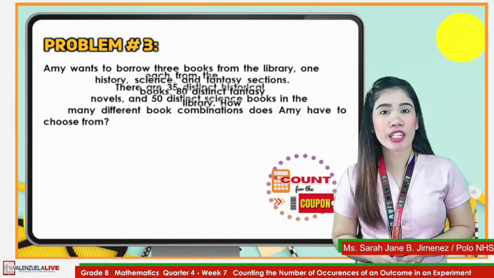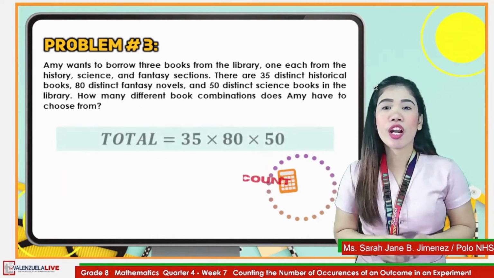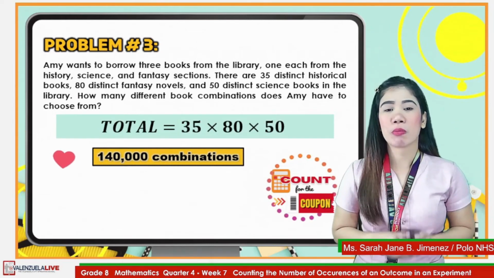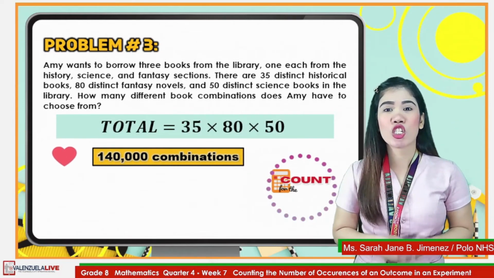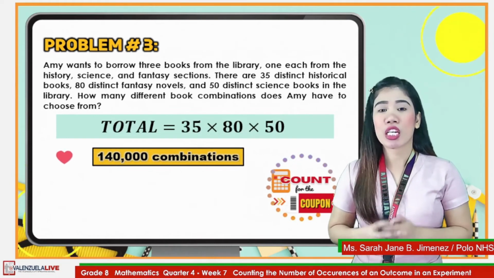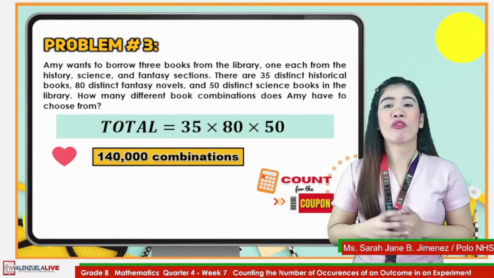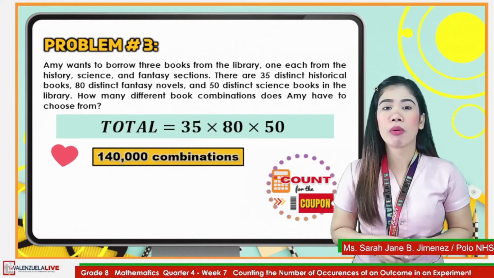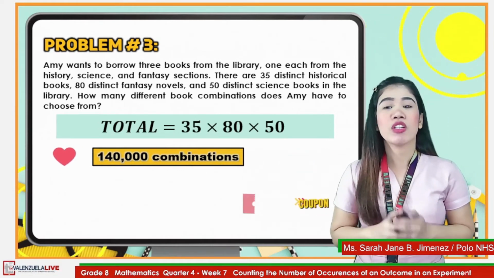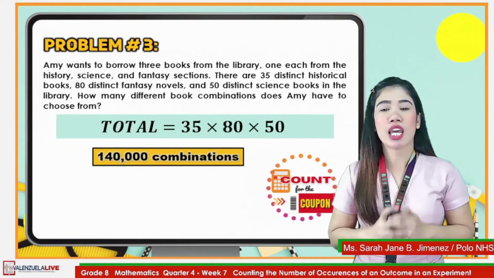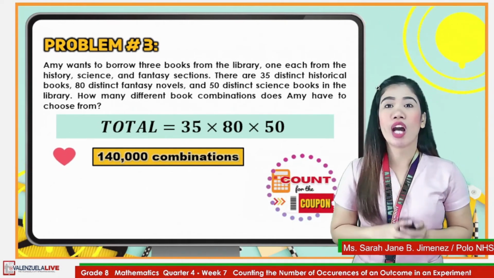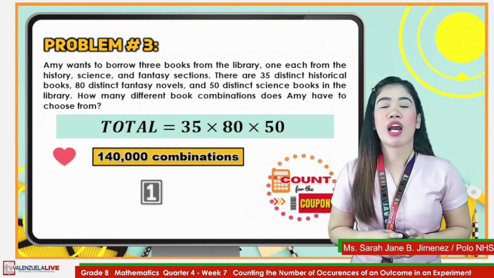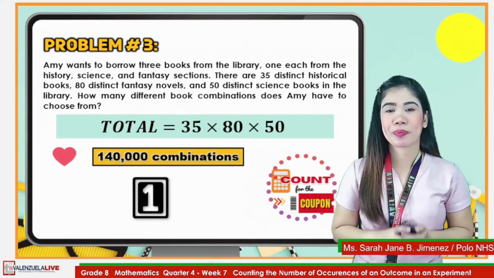If you hit heart, then you are correct. There are 3 types of books: history book, science book, and fantasy book. The number of choices for each type: 35 books for history, 50 books for science, and 80 books for fantasy novels. So the total number of combinations of books is 35 times 50 times 80, which is equal to 140,000 combinations. With this, we have number 1.